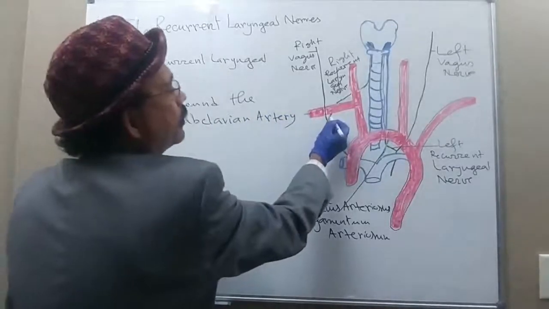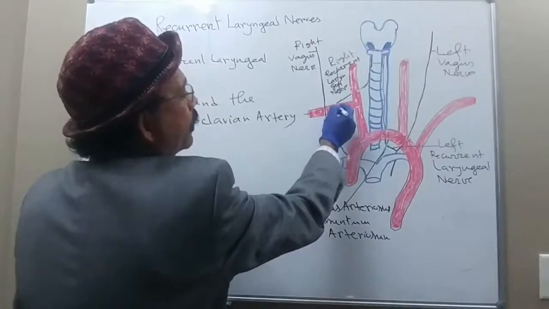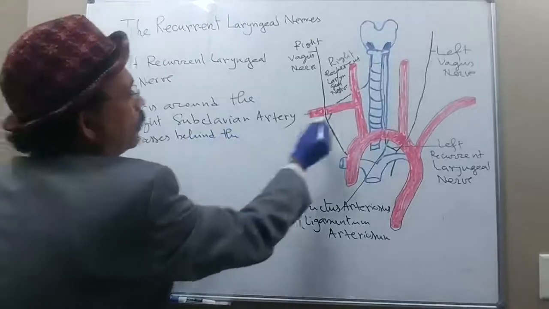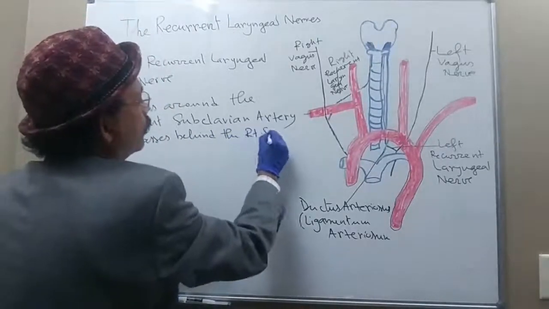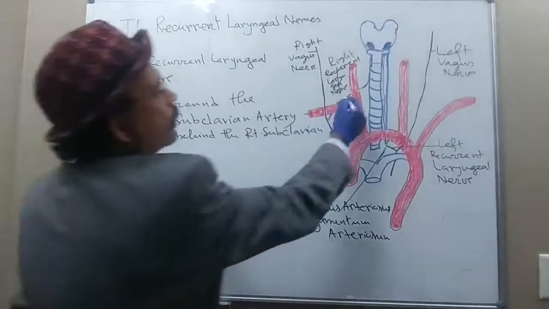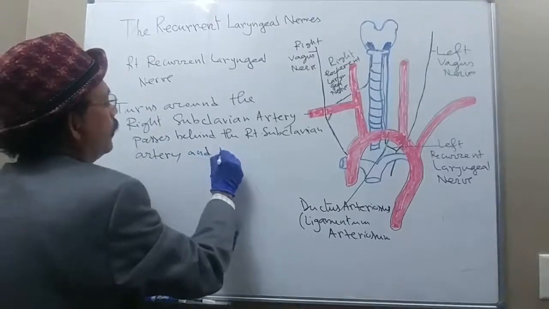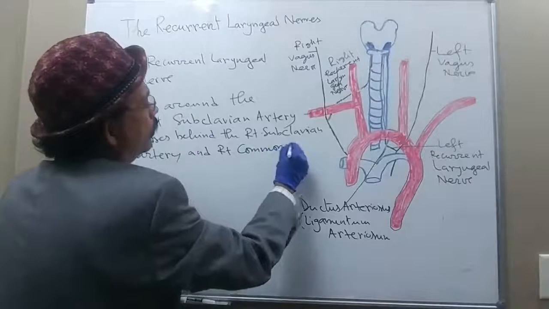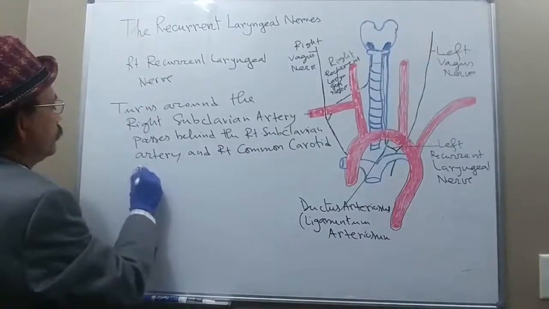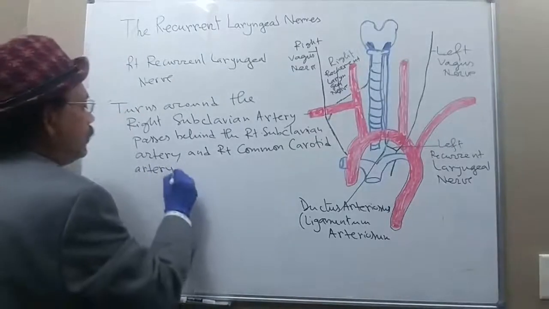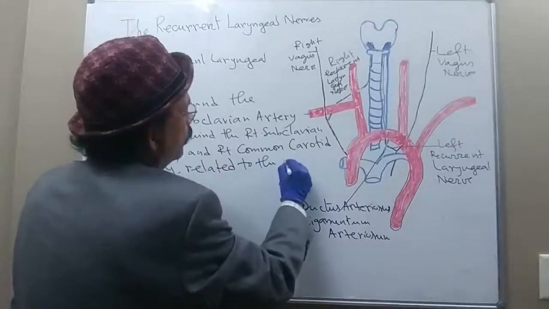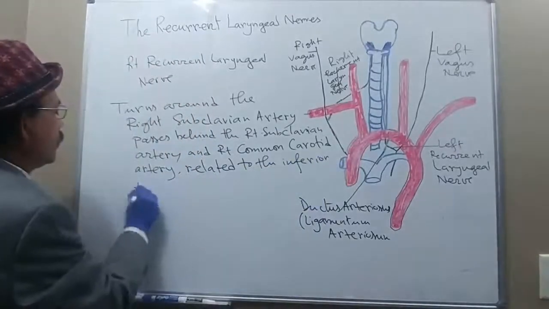Okay, this is the right recurrent laryngeal nerve. It turns around the right subclavian artery, passes behind the right subclavian artery and the right common carotid artery, and is related to the inferior thyroid artery.